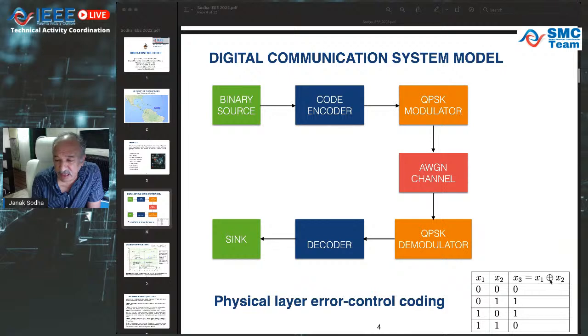Whenever you see a plus sign in this presentation, it's not algebraic addition, it is XOR addition. So 0 and a 0 make a 0, a 0 and a 1 make a 1, 1 and a 0 is 1, and 1 and 1 make a 0. This is the XOR or the modulo 2 operation.